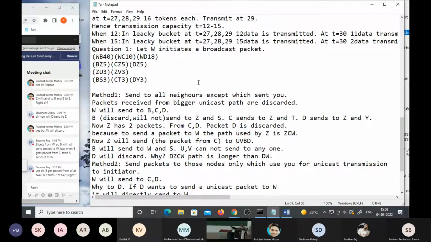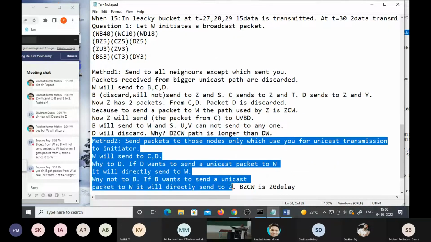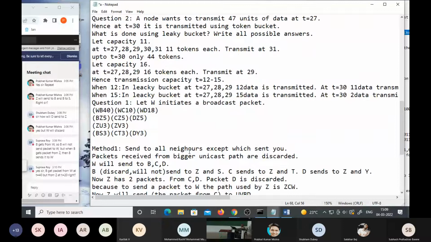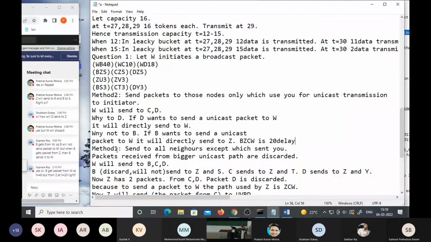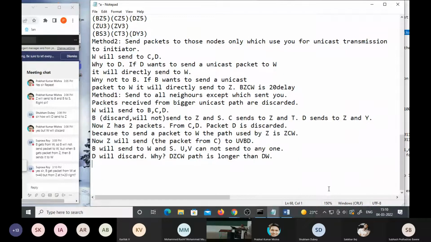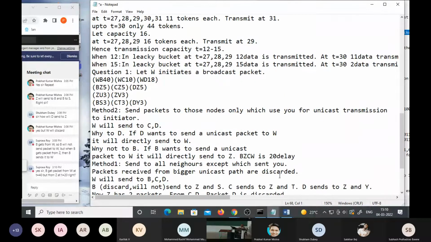Now, that is correct. Fine. Correct. Now, let us further proceed. What is method 2? Let us see method 2.